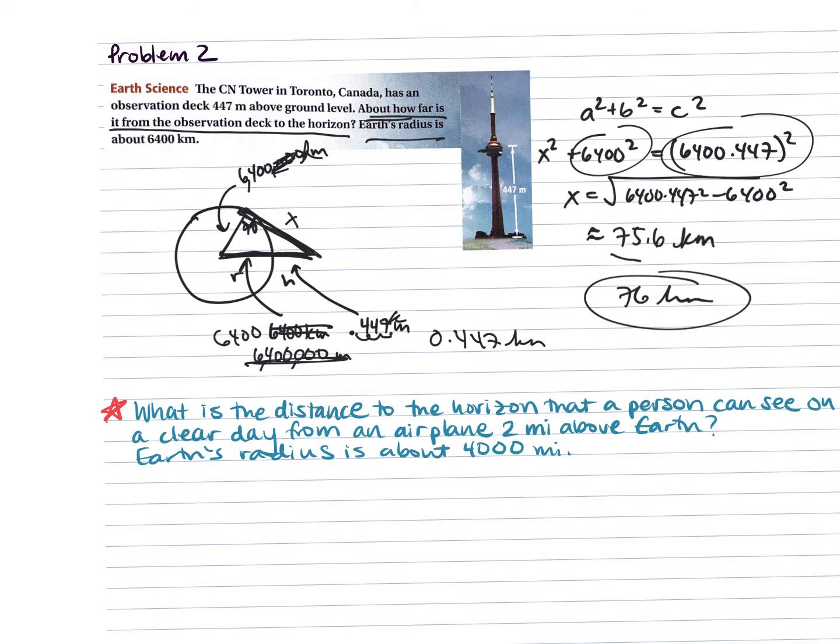Okay. And then here's one for you to try on your own. What's the distance of the horizon a person can see on a clear day from an airplane 2 miles above Earth? So the airplane's here. And then, wait, this is in miles. Now the Earth's radius is about 4,000 miles. So you're going to set up the same picture and then still find this distance, but you're now in miles, and you're now 2 miles above Earth instead of 447 meters. All right, try this on your own and then check back for the solution.